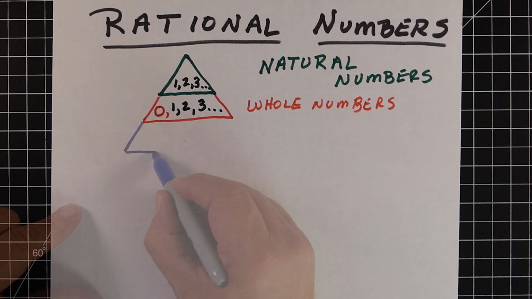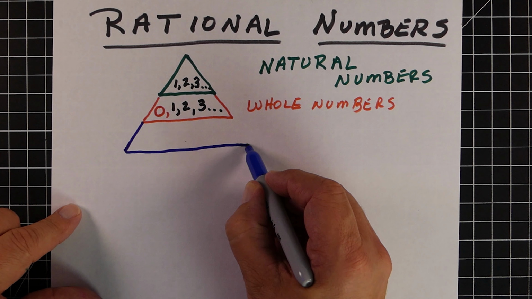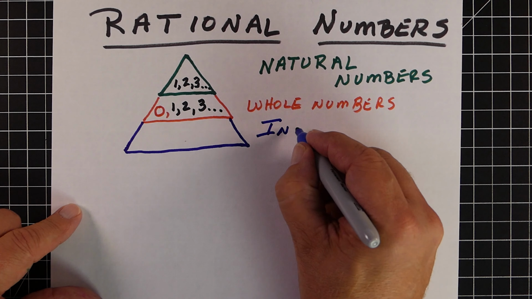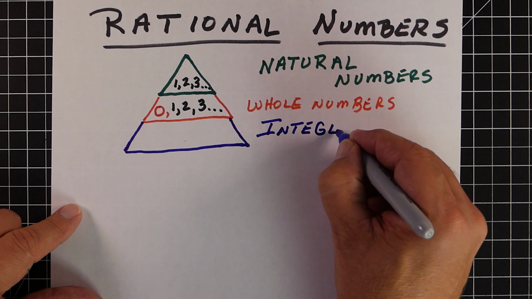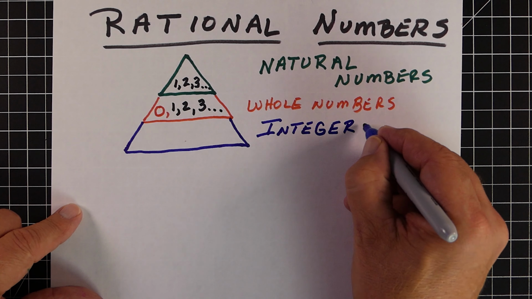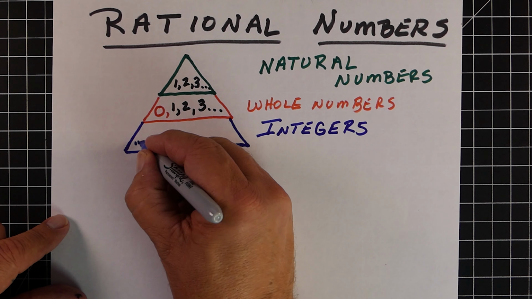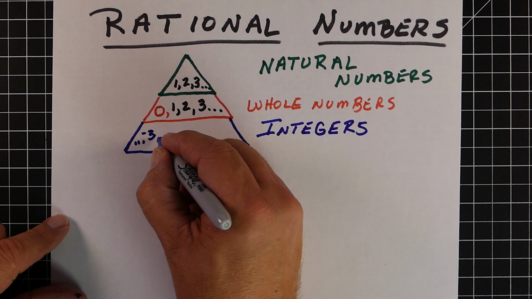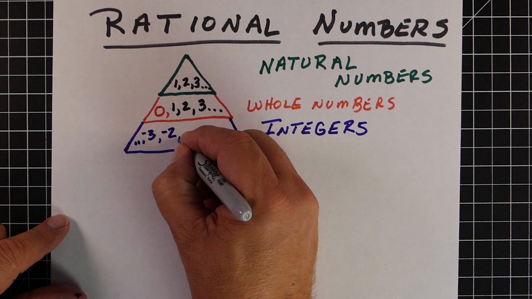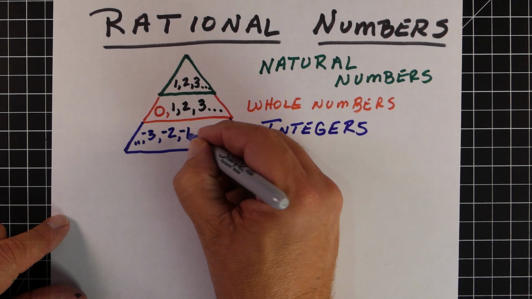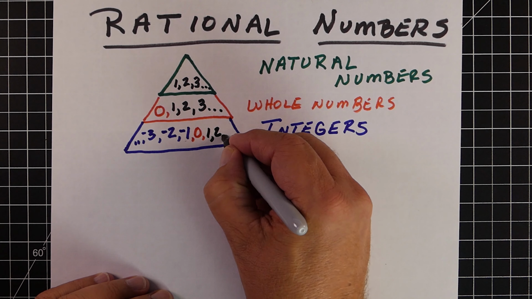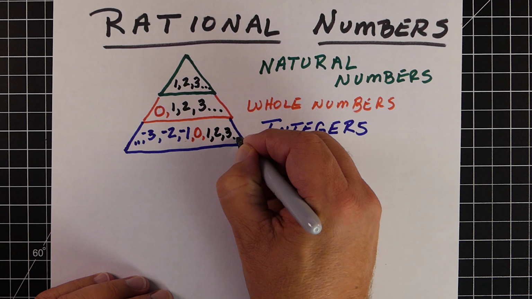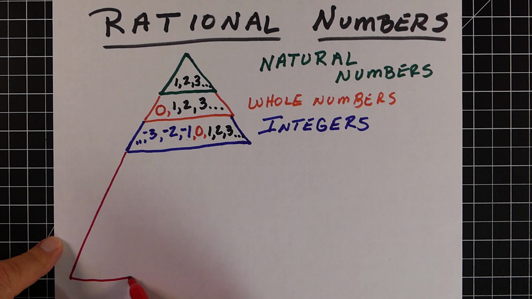That gets us to the next level on the pyramid, which is integers. Not only is this going to include the 0 and the 1, 2, 3, and so on positives, but it's also going to include all the negative numbers. So for example, I have -3, -2, -1 before you get to the 0, 1, 2, 3, but it would include numbers like -20, -1 million, and so on. So that's our third level.